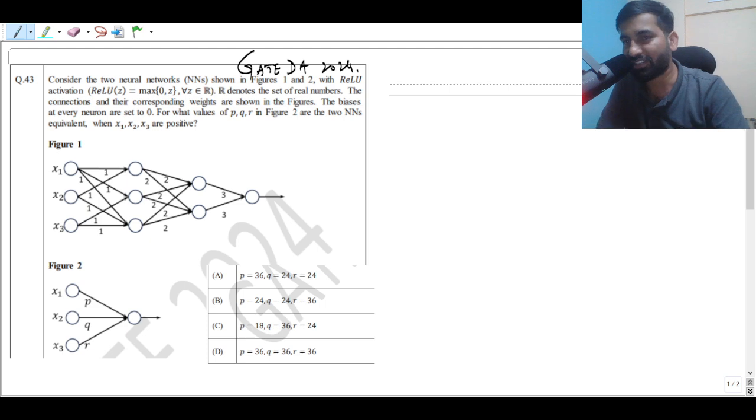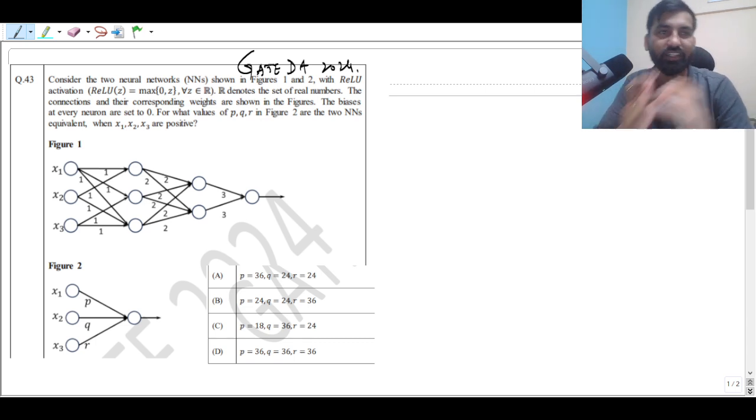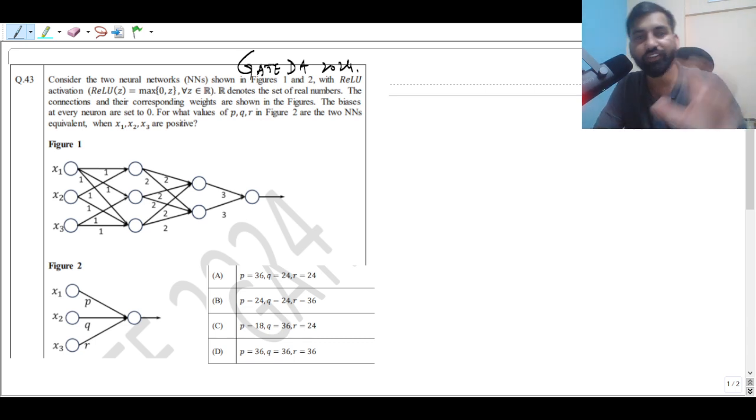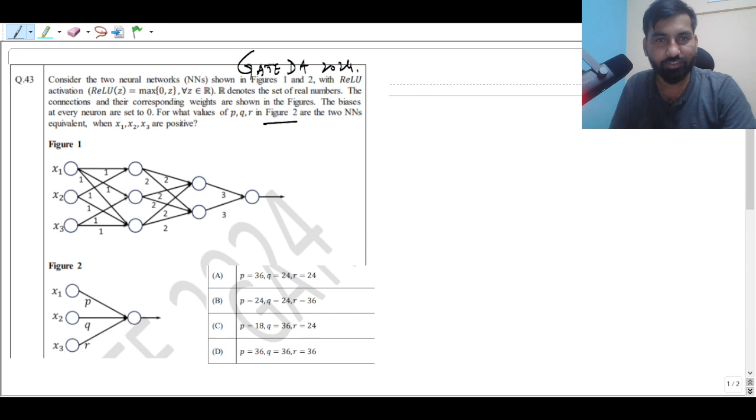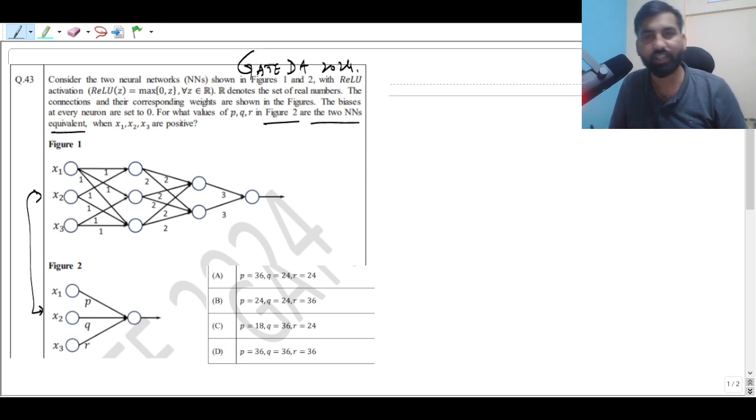I'm not going to start solving the question unless I cover some of the basics that you need. So consider the two neural networks they have given, figure 1 and figure 2. They have given some activation function, and R denotes the set of real numbers. The connections and their corresponding weights are shown in the figures. The biases at every neuron are set to 0. For what values of P, Q, R in figure 2 are the two NNs equivalent? So you have to compare these two neural networks. They must be the same.